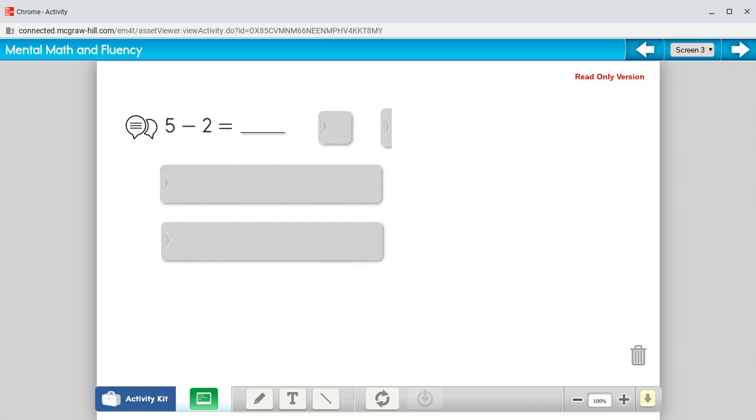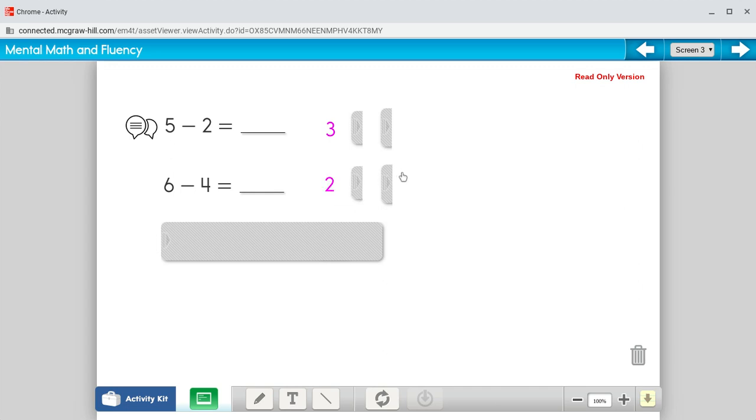Subtraction. 5 minus 2 equals what? I can think addition. 2 plus what equals 5 is another way to think about it. And that answer that we're looking for is 3. Perfect. And 6 minus 4. 4 plus what's going to give me 6? What's my missing number? I can add or subtract to get that number, whatever strategy works best for you. But we're looking for the number 2. And last one, 7 minus 3. 3 plus what equals 7? Or just do the subtraction. The answer we're looking for, the difference, is 4.